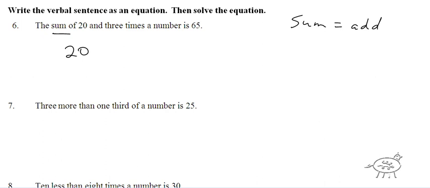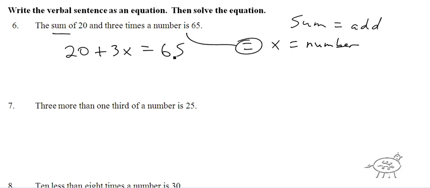The sum of 20 and 3 times a number. Well, you could write, I don't care for this one, x equals a number. We'll do that. So the sum of 20 and 3 times a number is, remember, "is" always means equals, 65. That's a setup for that one.